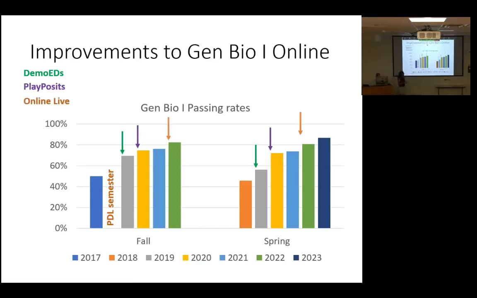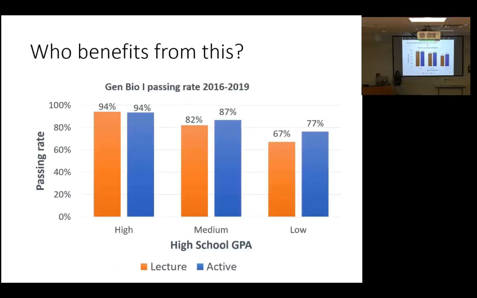And then after the pandemic, one of the great things is that FIU Online created this online live format so that we could meet with students regularly on Zoom. And that also resulted in between a 3 and a 5% increase in passing rates when I can be live with students. And here, the data from here on is not just my courses, it's actually all the Gen Bio sections together, all the Gen Bio taught at FIU between 2016 and 2019.